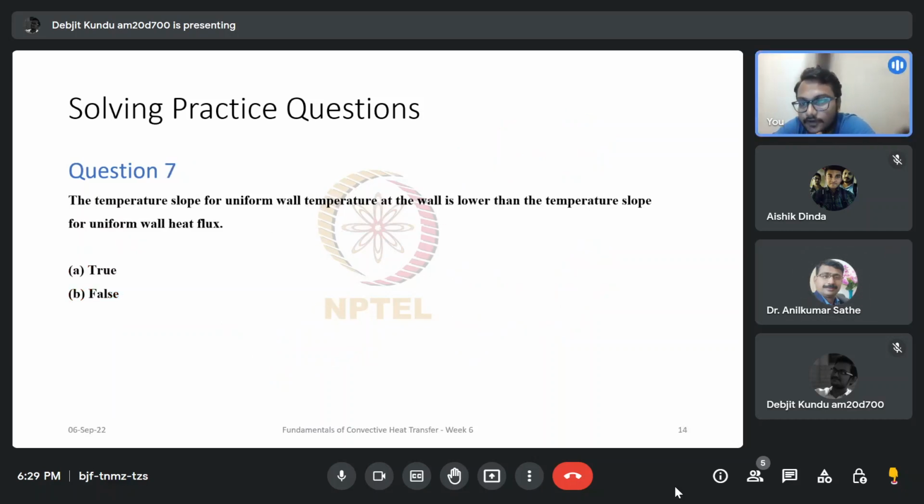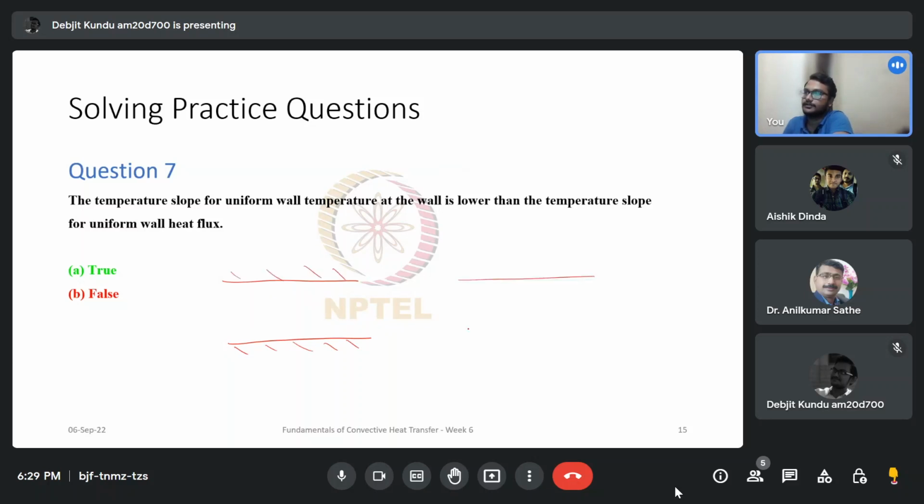So moving on, we move on to question number 7 of today's session. Question number 7: the temperature slope for uniform wall temperature at the wall is lower than the temperature slope for uniform heat flux. True or false? True, sir. So it is indeed true. Why is it so?